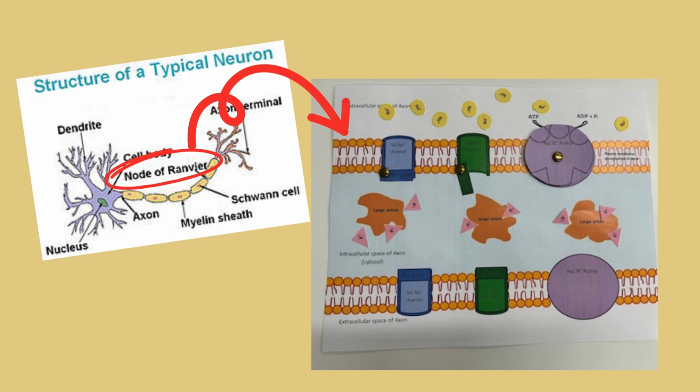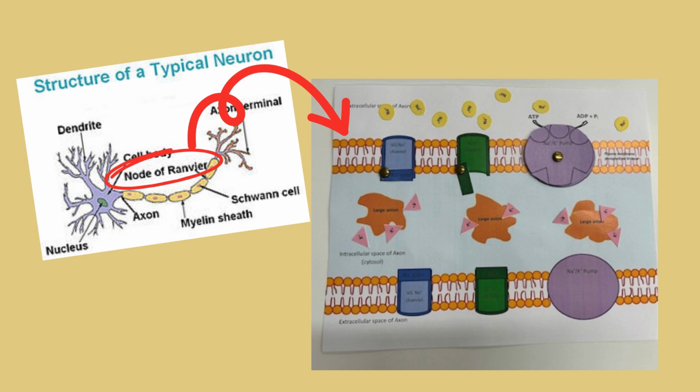This is where the structure equals function, because these channels are proteins that recognize and only allow for a specific molecule to come into the cell. The sodium-potassium pump is represented by a purple circle with a brass brand. It has 3 spots for sodium molecules and 2 spots for potassium molecules. Last, in the intercellular space of the axon, we have an orange blob that represents large anions. They carry a negative charge.